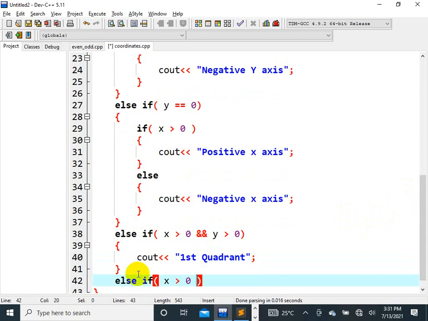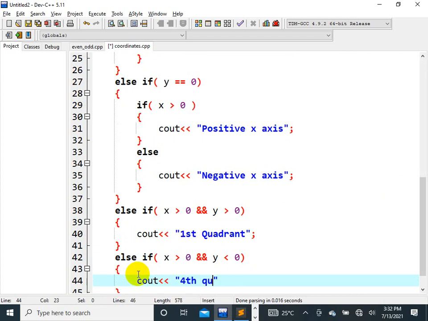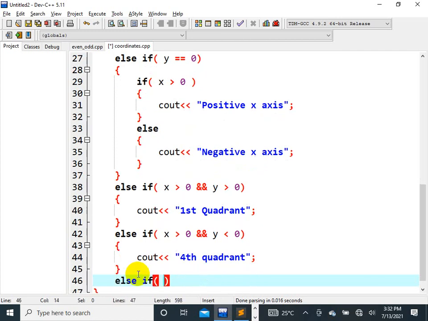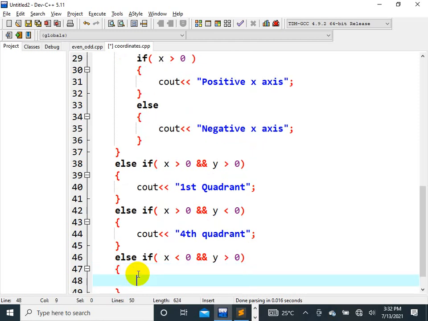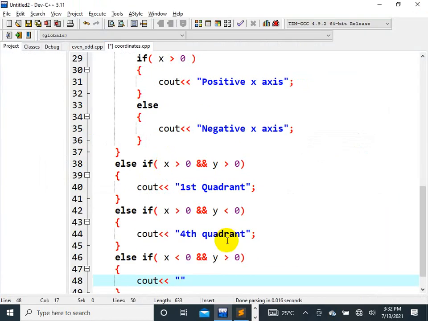If x is greater than 0 and y is less than 0, that is the fourth quadrant. Else if x is less than 0 and y is greater than 0, that is x negative and y positive, and this is the second quadrant.